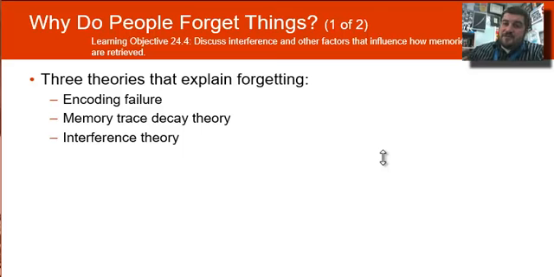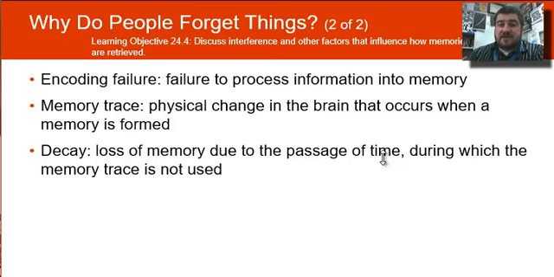Why do we forget? Well, there's 3 theories. There's encoding failure, decay, and interference. Encoding failure is failure to process the information into memory, and one of the reasons massed practice isn't working is encoding failure. You just can't process all of that information at once. That's why it's better to distribute it over time.